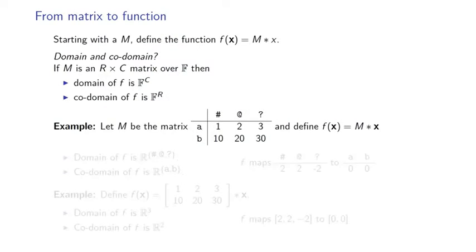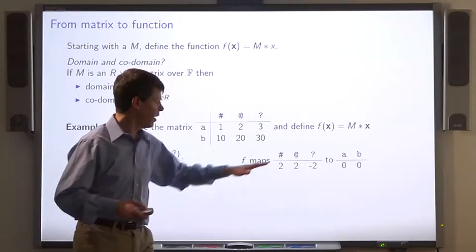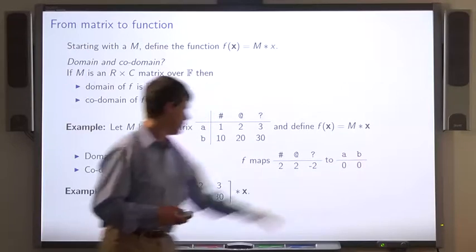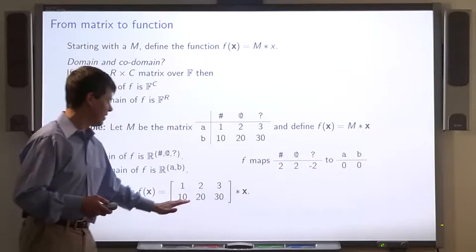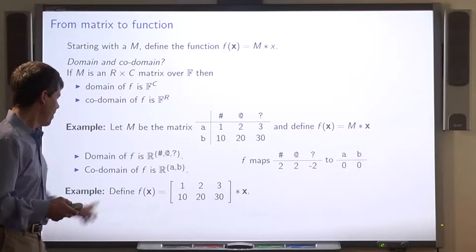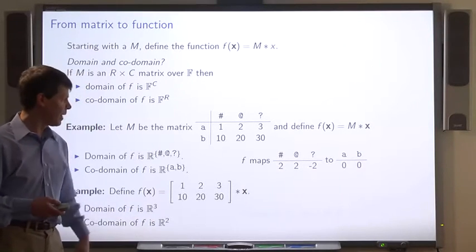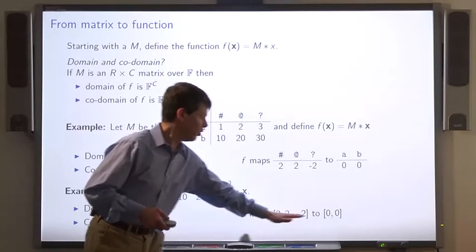For this matrix, the function f of x equals M times x has a domain of R to the set #a and ?, and the codomain is R to the {a, b}. So for example, given this as input, this is the output. Here's another example. Define this function as this matrix times the input. Then the domain of the function is R3, the codomain is R2. And for example, it maps this input to this output.